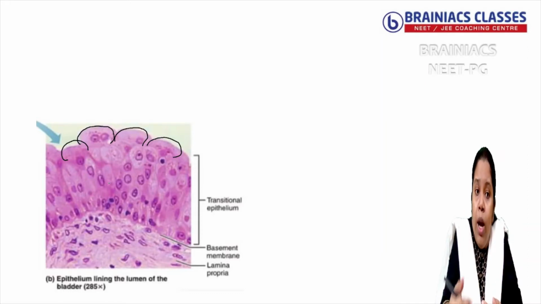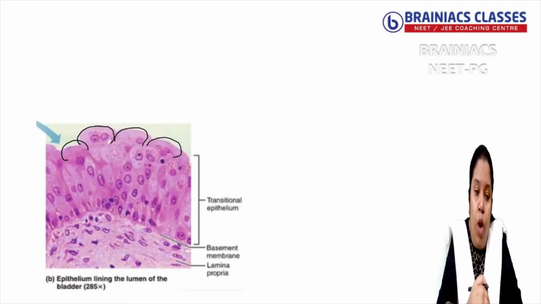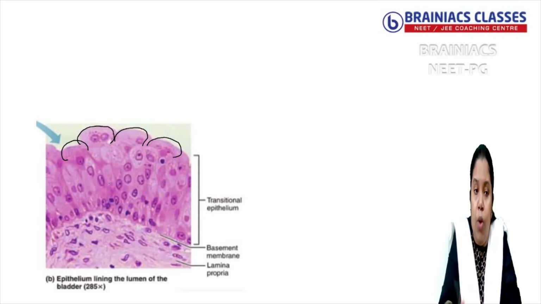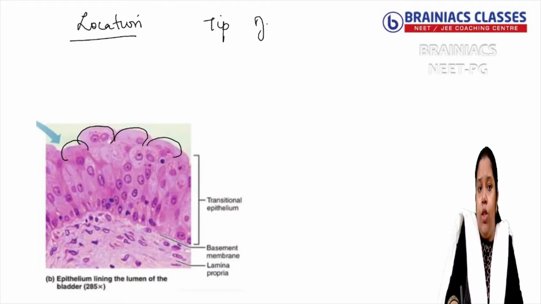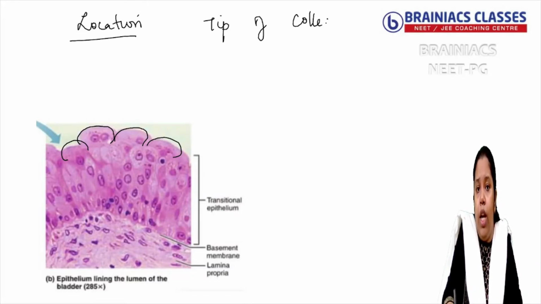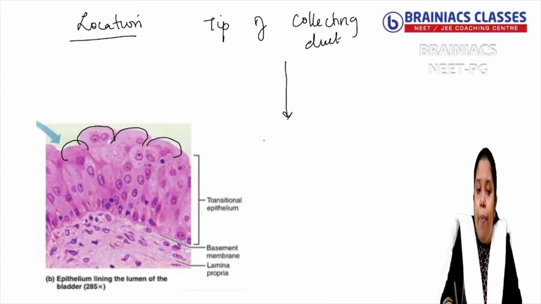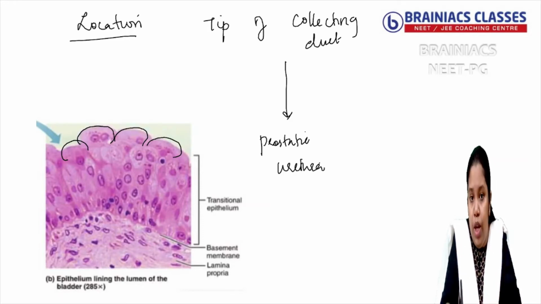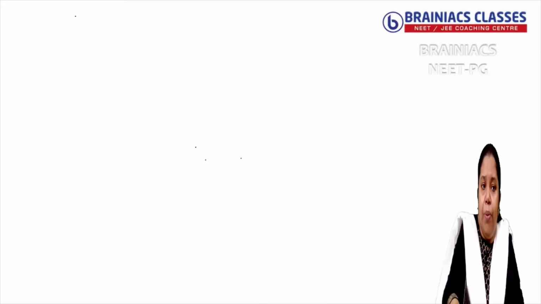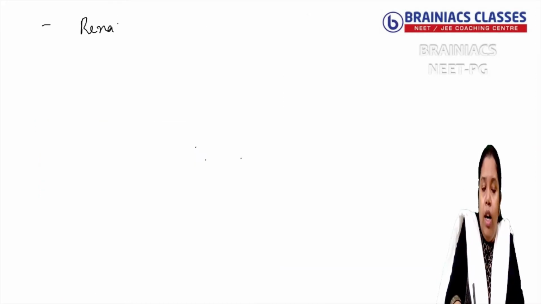Okay, so one form of epithelium will be transformed to another form of epithelium. Right now, which is the location? The location will be from the tip of the collecting duct, the distal part, up to the prostatic urethra. All the structures that come in between. Which are the structures that come in between? It is the renal calyces, the major and the minor calyces.